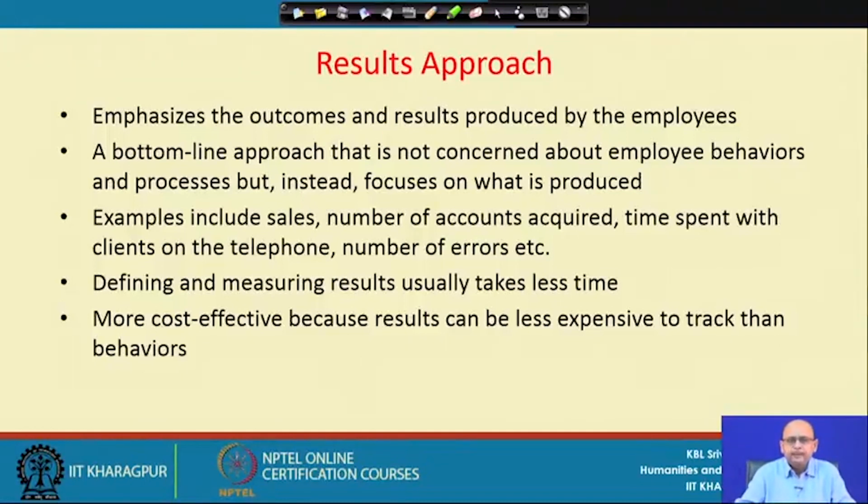You cannot expect these kinds of results. But if you are adopting a simple bottom line approach, it means that you are only concerned with the performance. So you focus on the results, right. For example, how many sales there are, the number of accounts you have acquired, how much time you spend with the client, how many errors you have made in production. All this is an example of results, right.